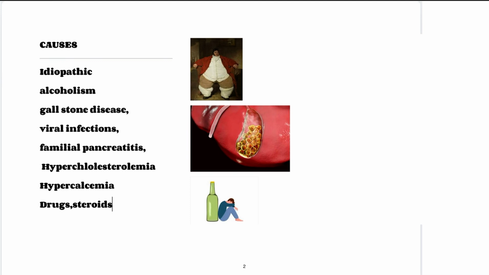Viral infections, history of pancreatitis in the family, a huge amount of cholesterol, that is usually more than 1000 mg per dl, hypercalcemia, different kinds of drugs, and trauma, bee sting, or any other toxic substances can also possibly cause pancreatitis.